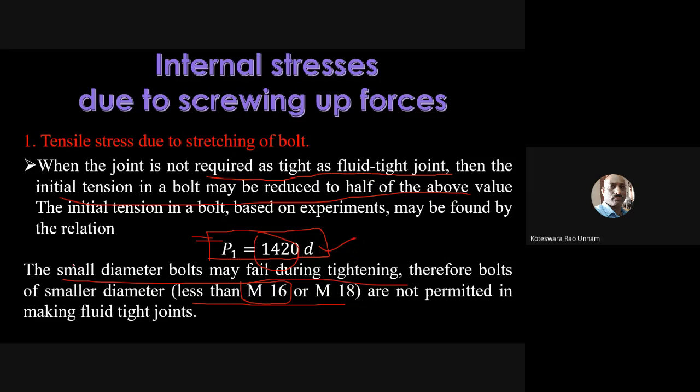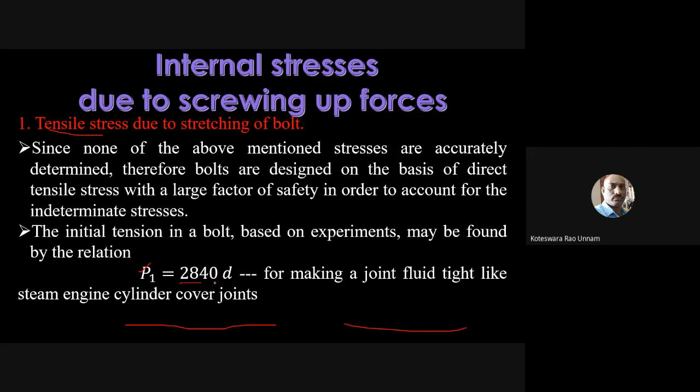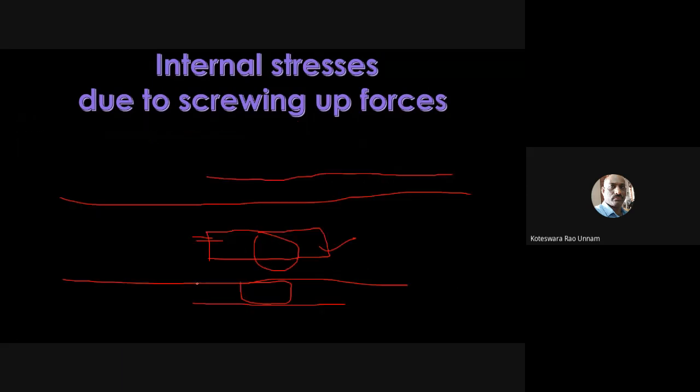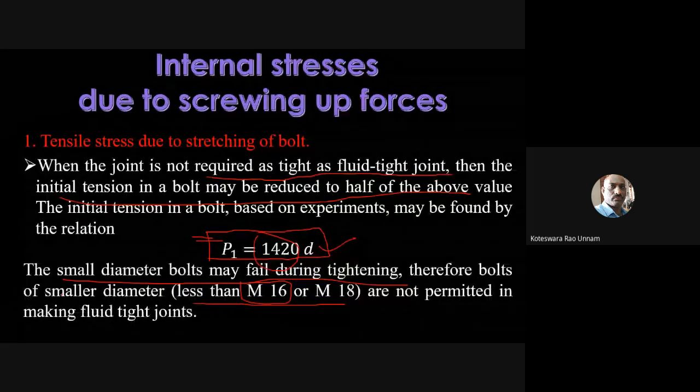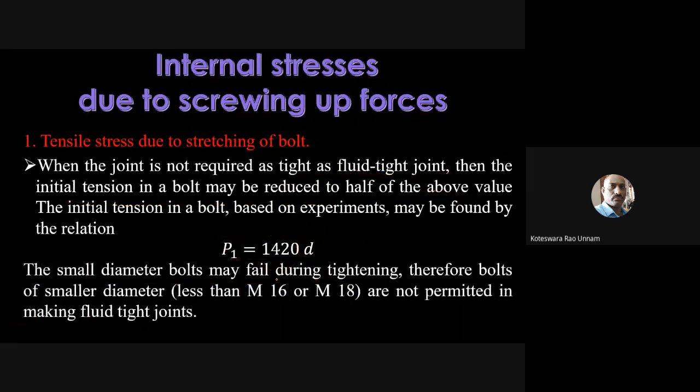Now, if I take a fluid tight joint here, the initial load on the bolt is going to be 2840 into D, that is 2840 into 16 if I take M16. I get a load, divided by its area, and our stress is going to be more than the allowable stress. That means the joint is going to fail. So that is what is written: smaller diameter bolts may fail due to tightening. Therefore, bolts of smaller diameter, less than M16, are not permitted in making fluid tight joints.